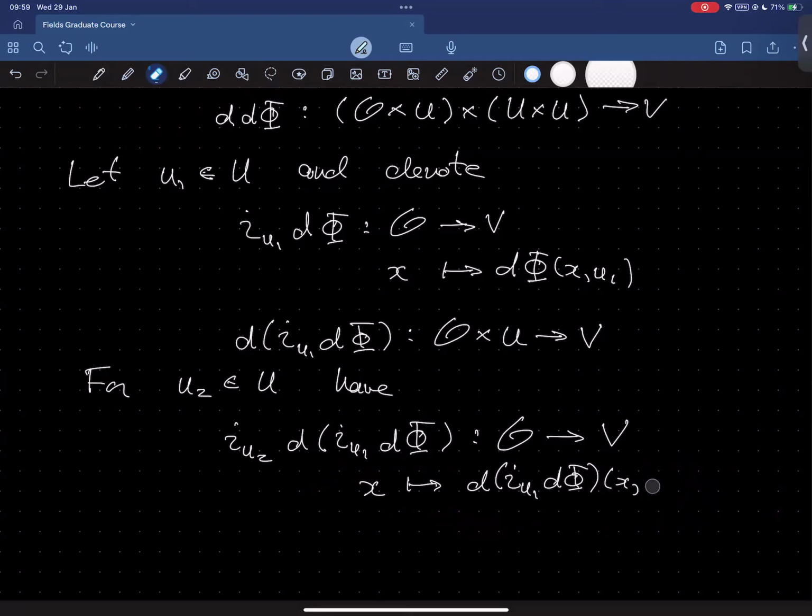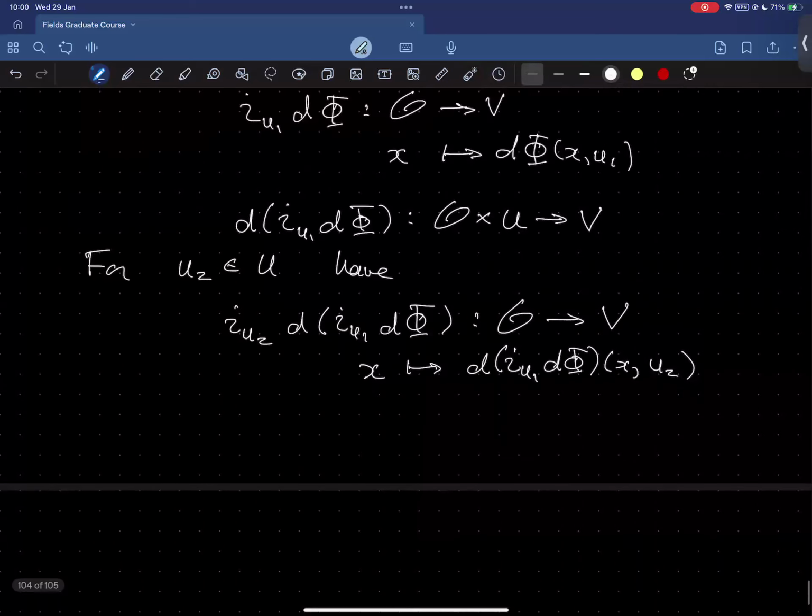Okay, so it's going to be like this. This mapping now, again, is a mapping from O into V. And when I calculate this thing, this is the definition of what this symbol means. It means that I differentiate this mapping, which is a mapping on O, and I differentiate X in the direction of U2.